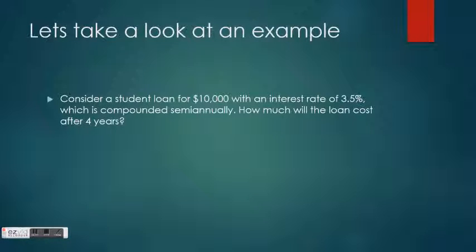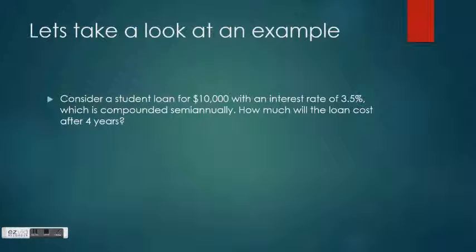So consider a student loan for $10,000. That's about how much it costs to attend CMU for a year, with an interest rate of 3.5%. Might be high, might be low. It depends on your credit score. Compounded semi-annually. Now, what does compounded mean? That means twice a year they will calculate how much interest you owe and tack it onto your principal. So after more time progresses, it's going to get more and more interest if you don't end up paying anything off. And then you want to know how much this loan will cost after 4 years.